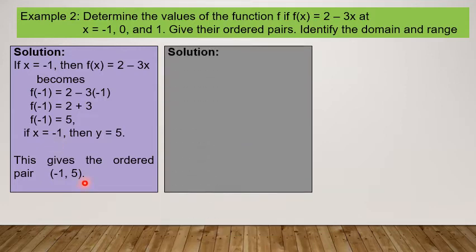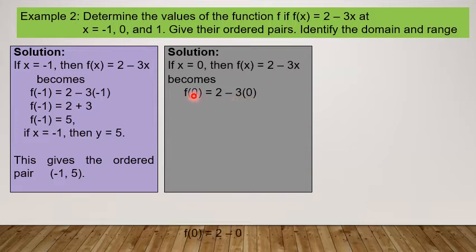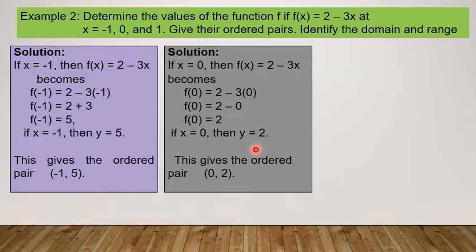Another solution is if x equals 0. We substitute the 0 here and here. Then 2 minus 3 times 0. 3 times 0 is 0, so 2 minus 0 is 2. So this is the x and this is the y, and the ordered pair is (0, 2).